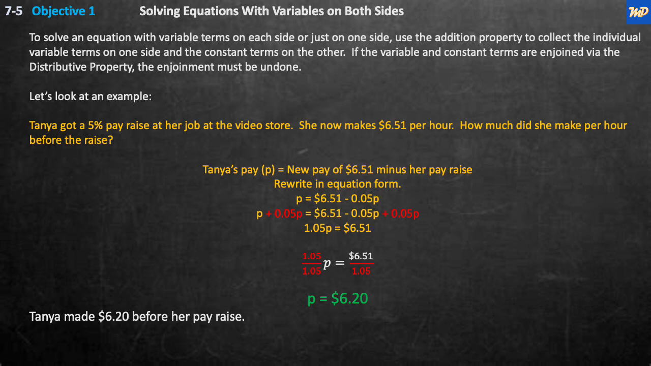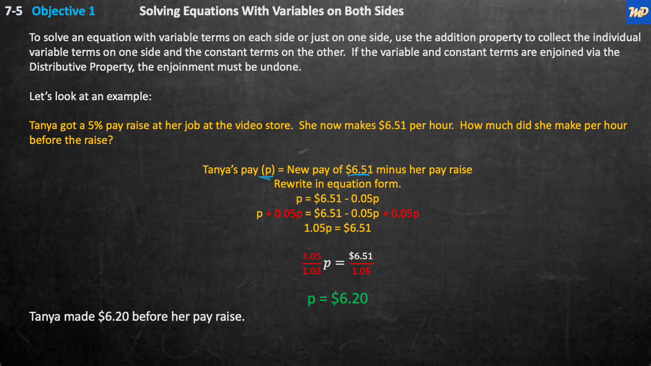Tanya got a 5% pay raise at her new job at the video store. She now makes $6.51 per hour. How much did she make per hour before the raise? Well, let's look at the pieces of this. We have Tanya's pay, and we're going to call that P. And the new pay is $6.51, and her pay raise was 5%.